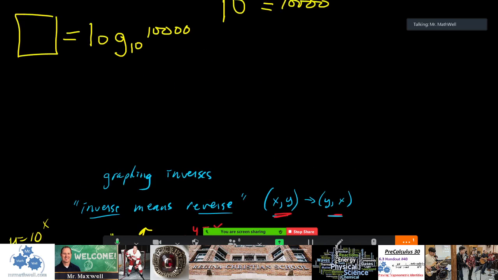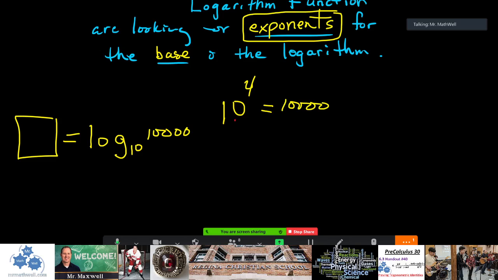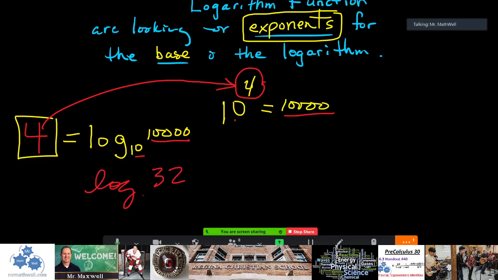Logs are about looking for exponents. If we have 10 to the power of this exponent 4, we get 10,000. If we turn that around into a log statement, the corresponding statement would be log of 10,000 base 10 is what? We're looking for the exponent, so this is 4. The log of 10,000 base 10 is 4. The log of 32 base 2: 2 to the power of what gives us 32? That would be 5.